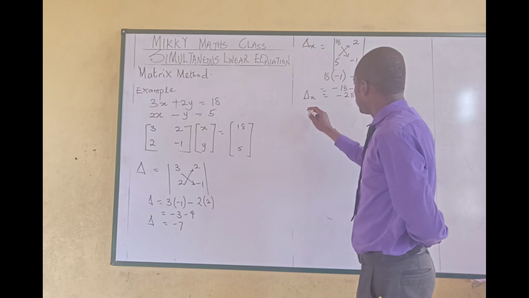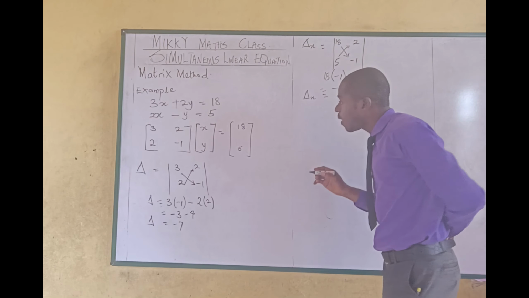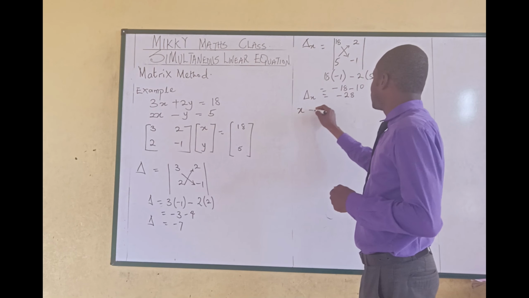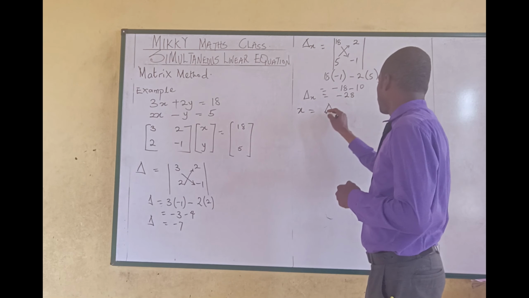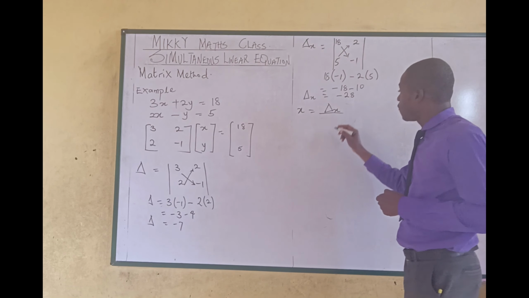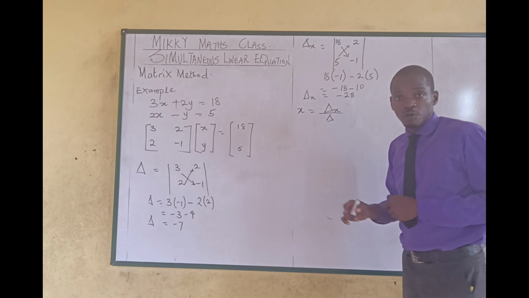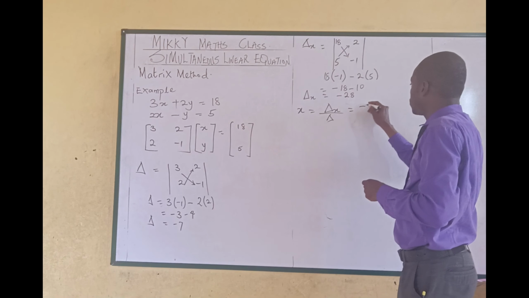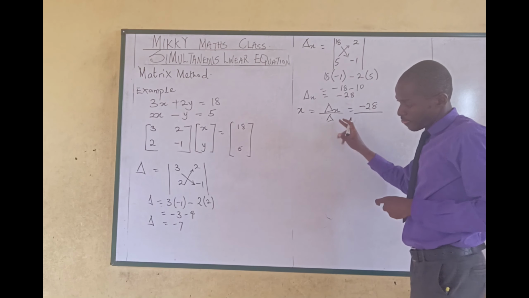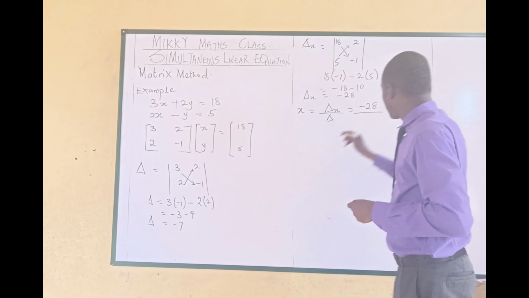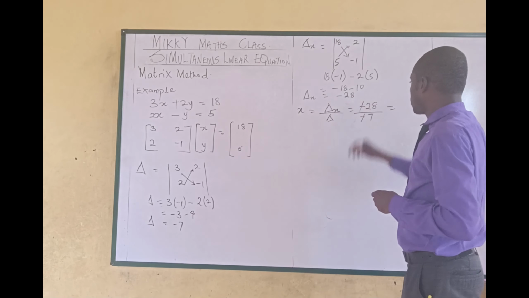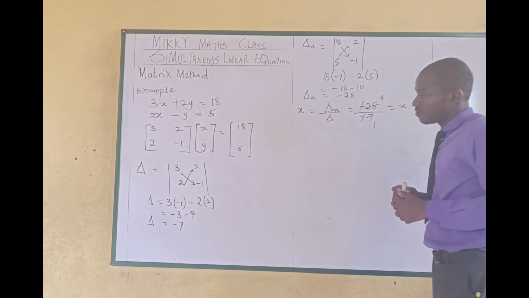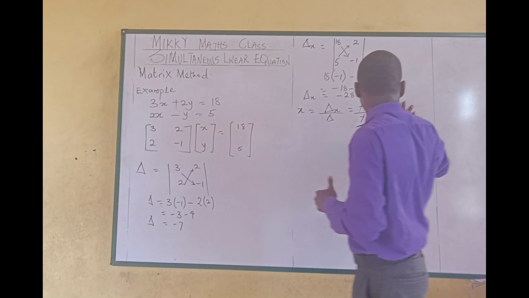Before we do the same for y, let's find our x. Our x is equal to delta x, the determinant in the order of x, over the main determinant of the 2 by 2 matrix, which is minus 28 over minus 7. The negatives cancel, and 28 divided by 7 gives 4. So our x is equal to 4.